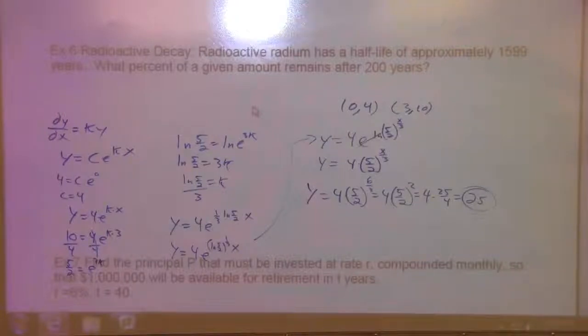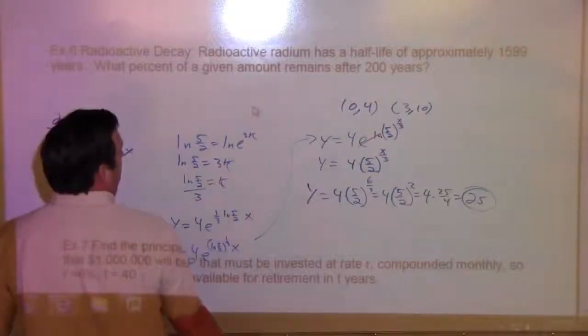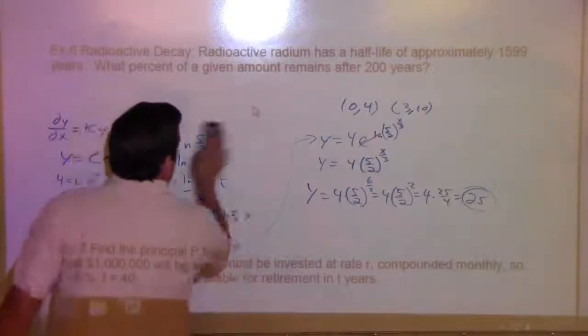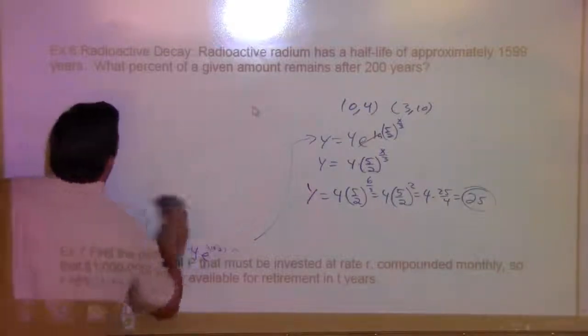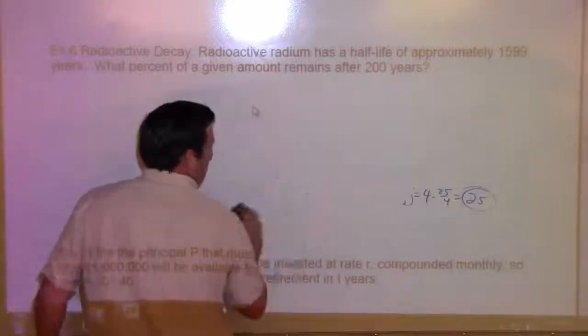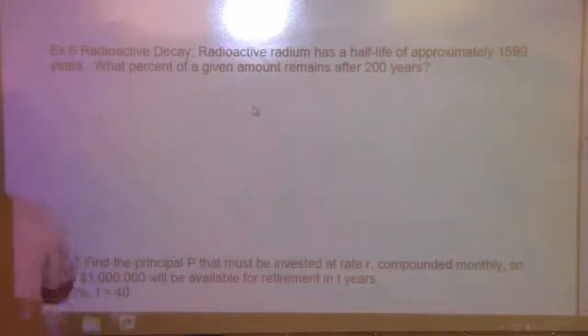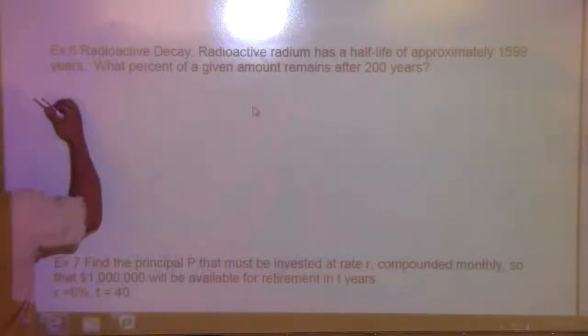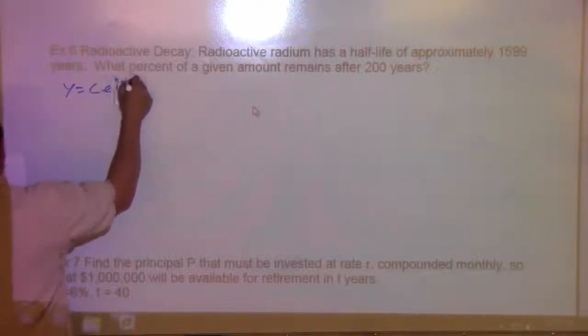Radioactive decay. Radioactive radium has a half-life of approximately 1,599 years. Wow. What percentage of a given amount remains after 200 years? So radioactive decay is going to have formula y equals c e to the kt.